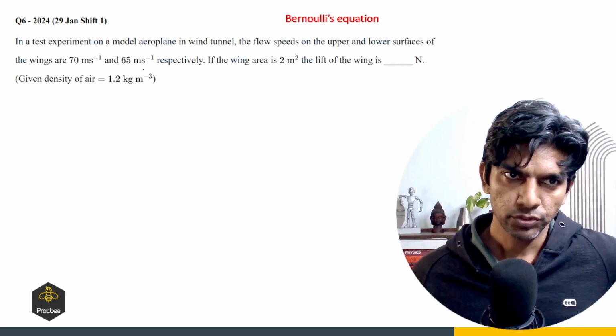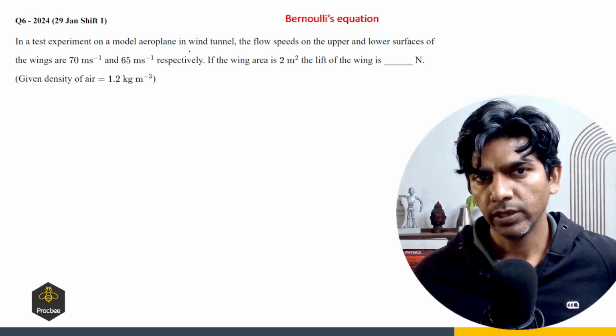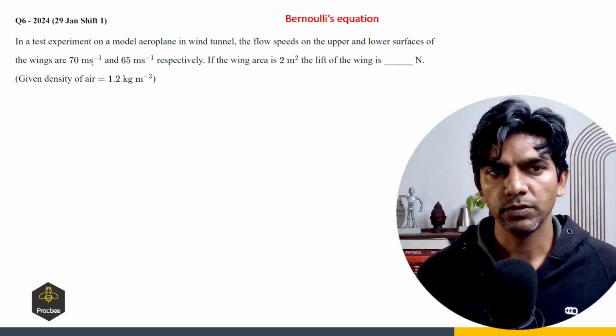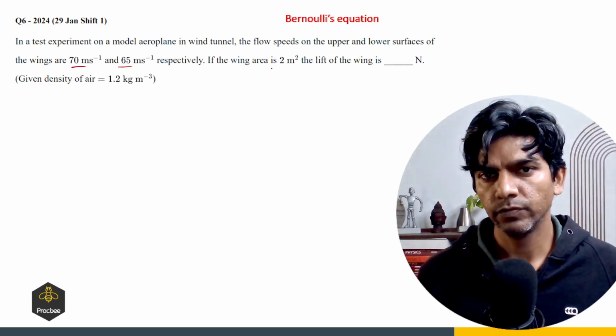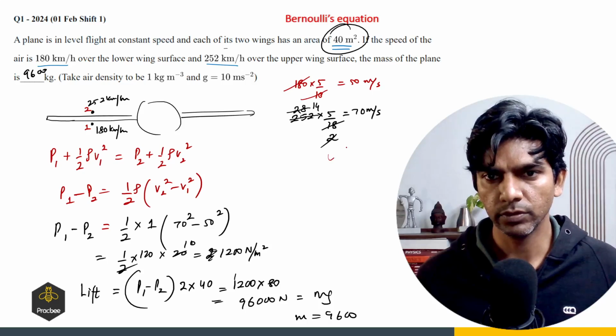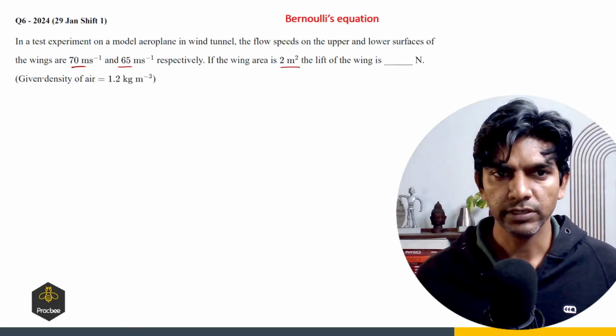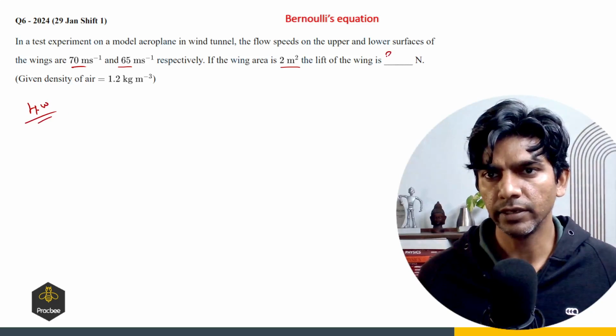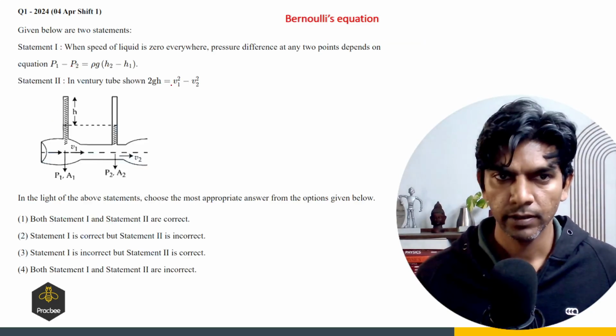Right, so let us see this question. In the test experiment on a model aeroplane in wind tunnel, the flow speed on the upper and the lower surface of the wing is 70 and 65. If the wing area is given, we have done a similar question. So it is based on this concept. So you can do this as a homework, right? If you try to solve this, you will get the answer as 810, right? So try to solve this.